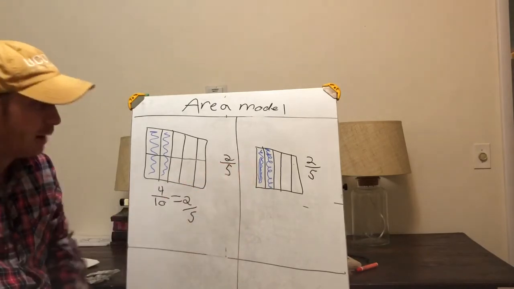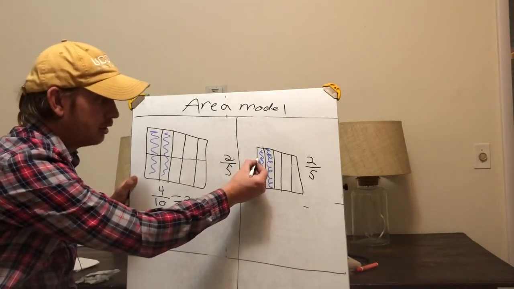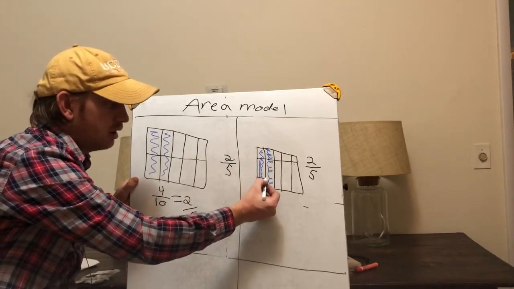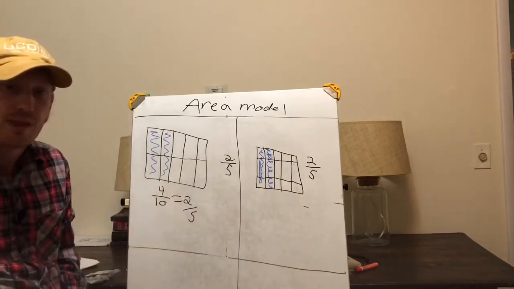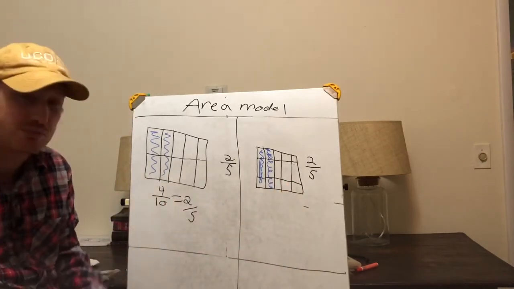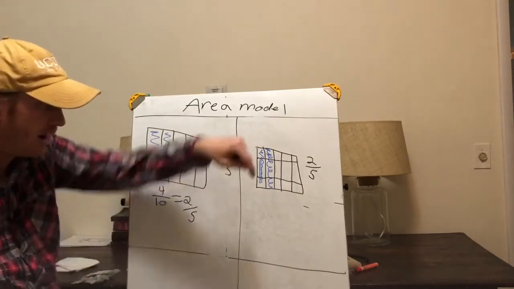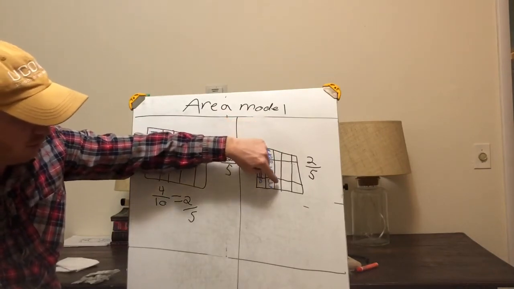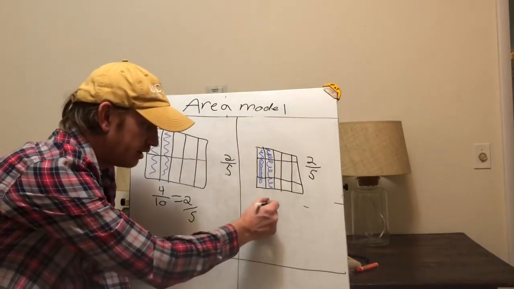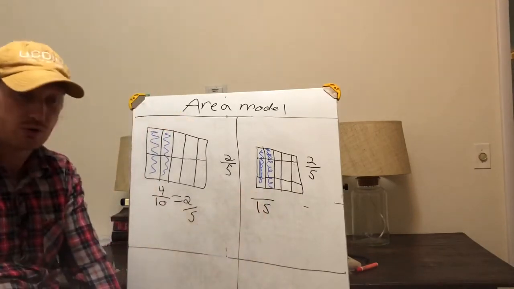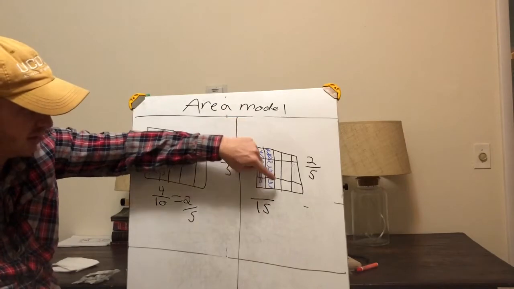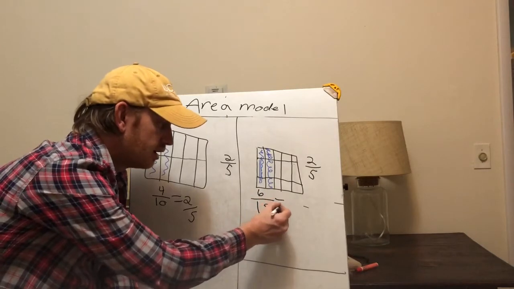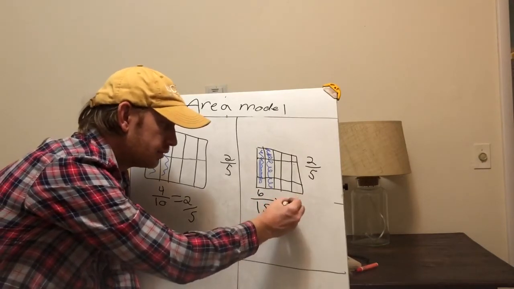Over here, I'm going to take my 2/5 and I'm going to put 2 lines in front of it. And that's the same thing as tripling it or multiplying it by 3. So now I have 1, 2, 3, 4, 5, 6, 7, 8, 9, 10, 11, 12, 13, 14, 15 as my denominator. And as my numerator, I have 1, 2, 3, 4, 5, 6. And that means that 6/15 is equal to 2/5.